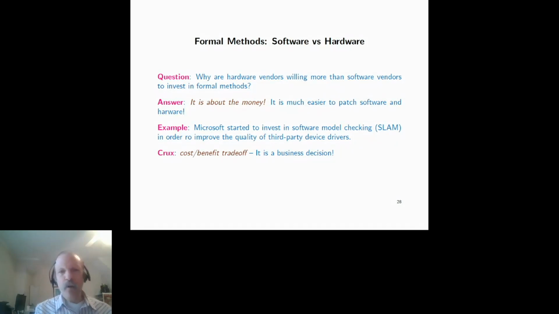So in fact, when you look, Microsoft started to invest in software model checking. When they realized they have a problem with the quality of third-party device drivers, not their own bugs, they can issue patches and new releases to deal with their own bugs. They have a harder time with device drivers. So they said, okay, we need to deal with software verification. So the big push for software verification started in Microsoft when they issued SLAM, the software model checker.